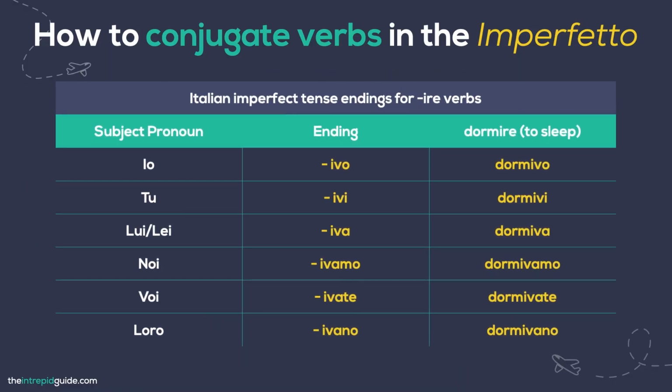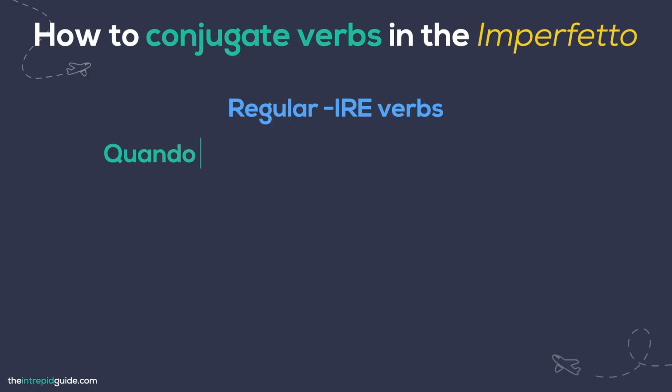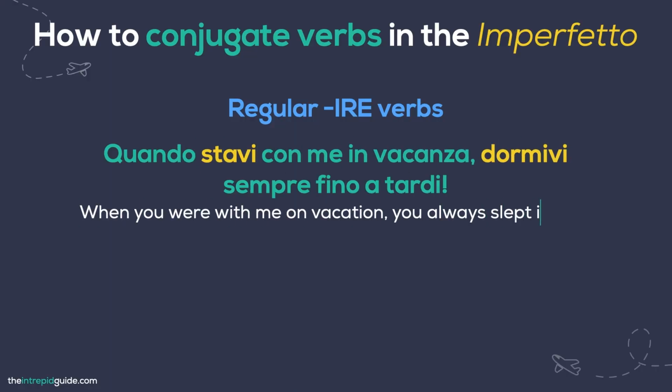Dormire, to sleep: dormivo, dormivi, dormiva, dormivamo, dormivate, dormivano. Here are some example sentences. Quando stavi con me in vacanza, dormivi sempre fino a tardi. When you were with me on vacation, you always slept in late.